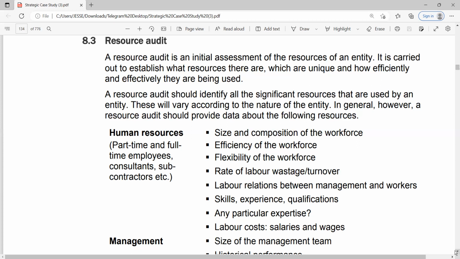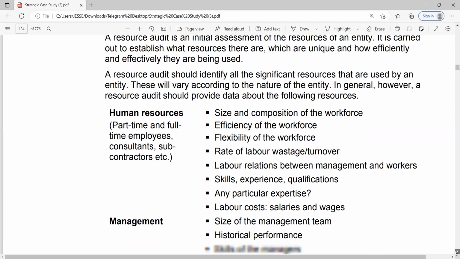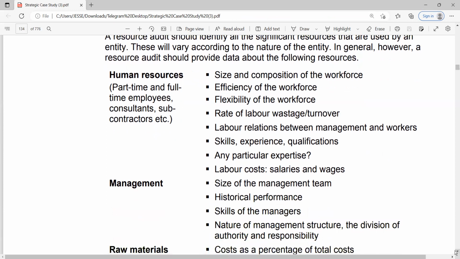In general, however, a resource audit should provide data about the following resources. So it's going to give us the areas where a resource audit should provide information. Number one is human resources. Number two will be management. Number three will be raw materials, etc. But let's take it one by one and explain.